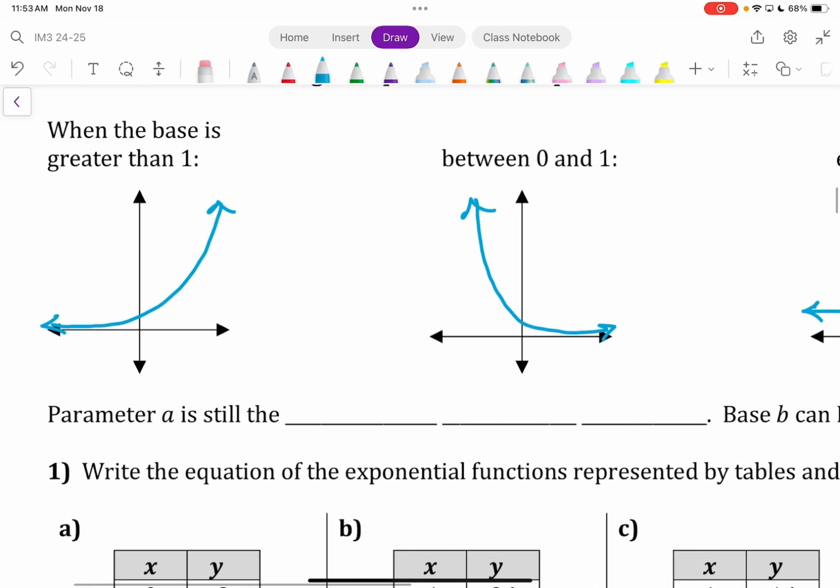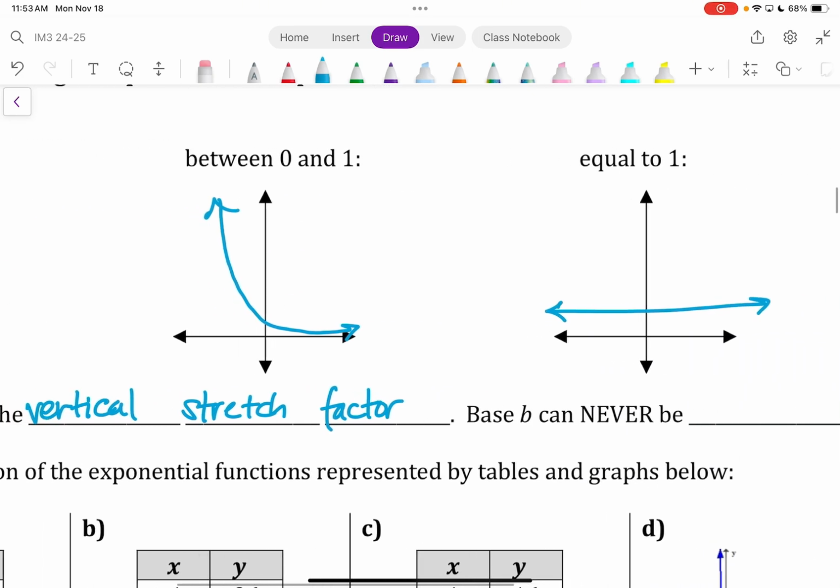All right, so we talked about the parameter A. Parameter A is still the vertical stretch factor. This is something that is consistent with all of the other different types of functions that we've looked at. It is responsible for making it wide or narrow.